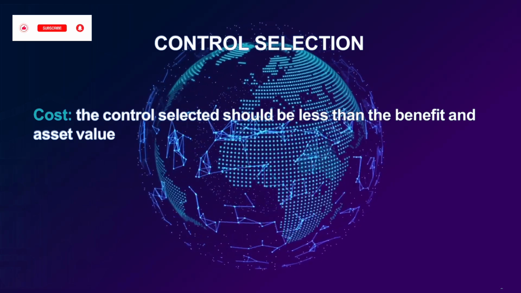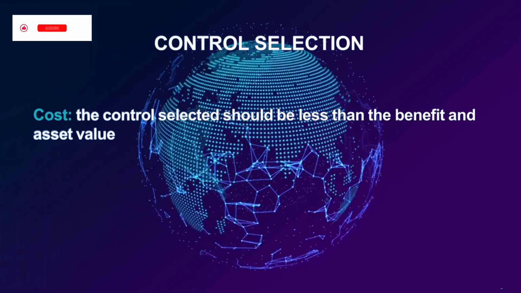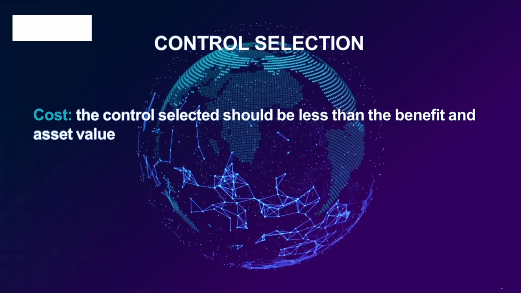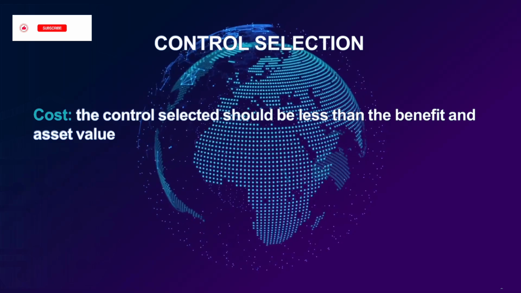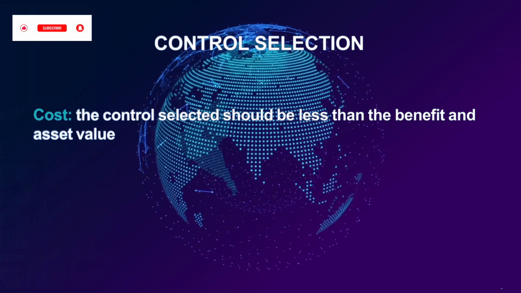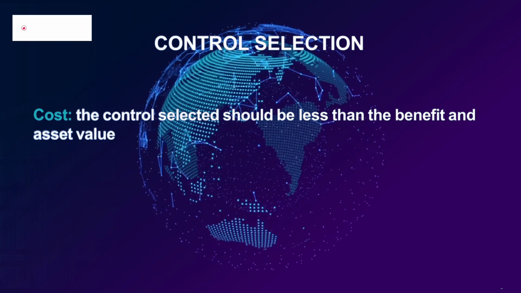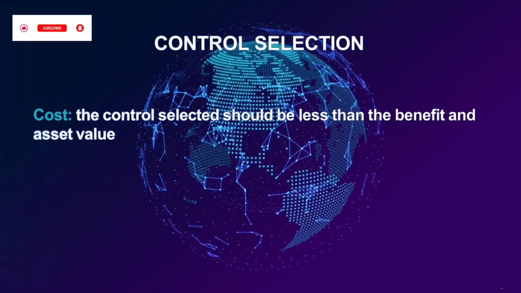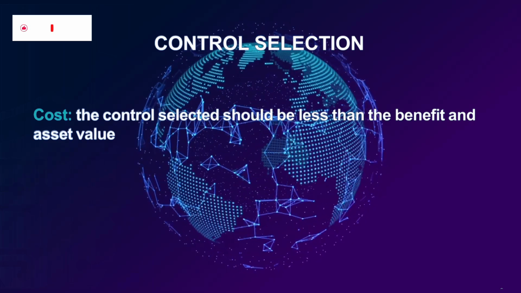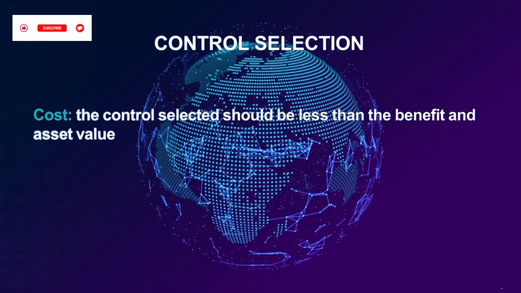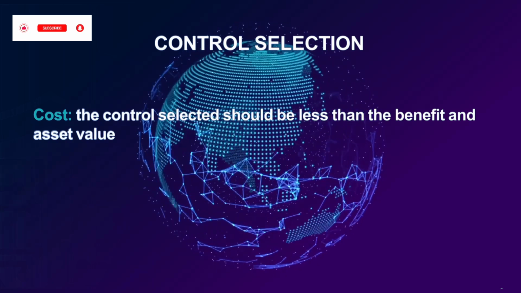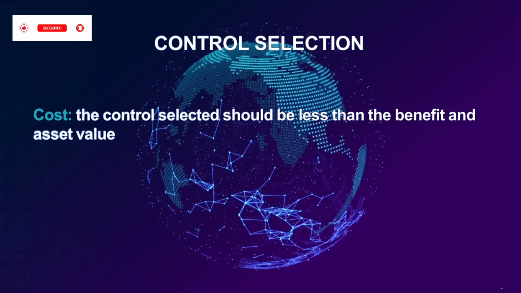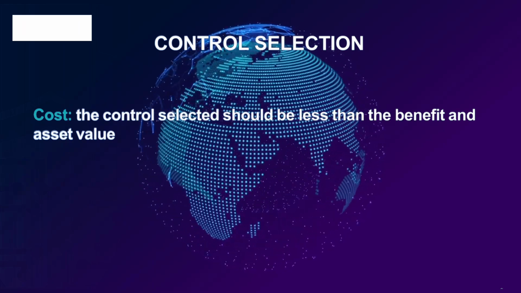Meaning, if we have a $10,000 web server that we are trying to protect, we do not want to spend $20,000 to protect it. Then we could just pay another $10,000 to replace it. So the idea would be we would want to spend about, I don't know, $5,000 to protect a $10,000 server and so on. Now there is a lot more that goes into the equation, but that is the gist of it. We want to spend less than the benefit and the asset value.